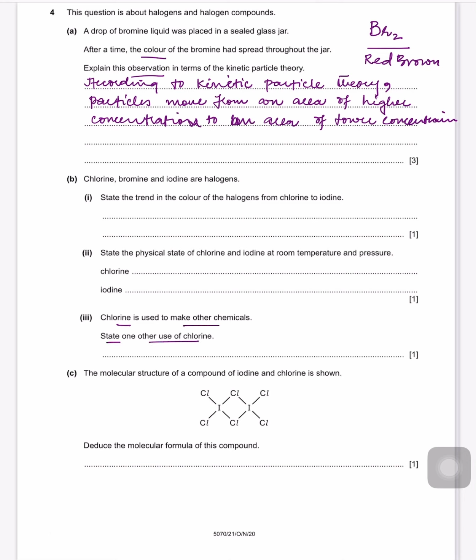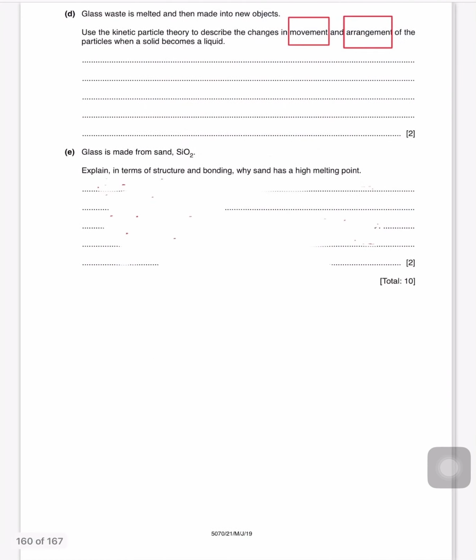It is also not part of your current syllabus, but I can tell it to you that chlorine is used to kill germs. Chlorine is used as a disinfectant for water. It is used in water treatment. You may write for water treatment to kill the germs. Okay, I am solving one more question, and this is this question.